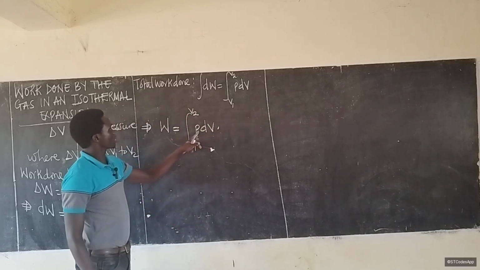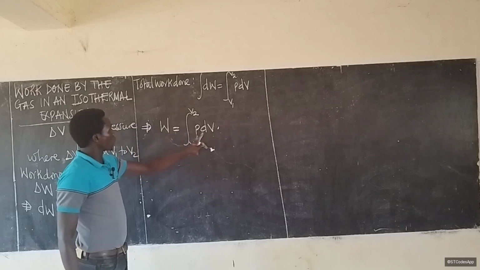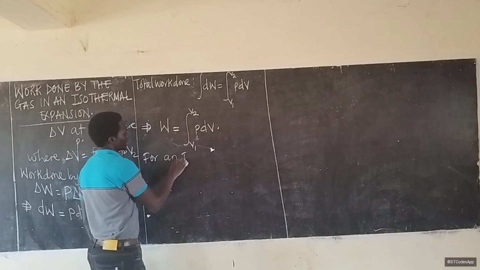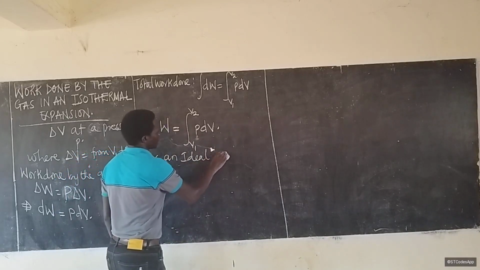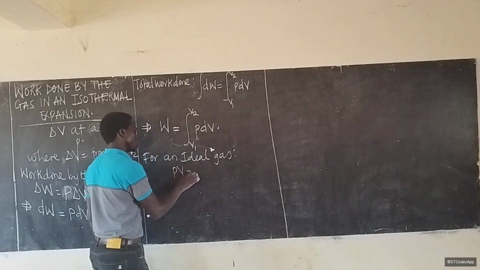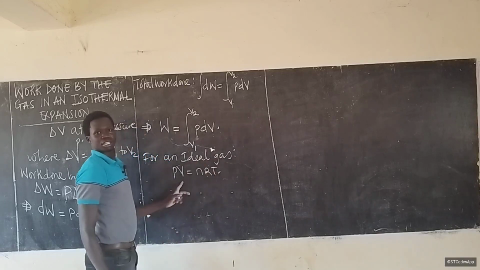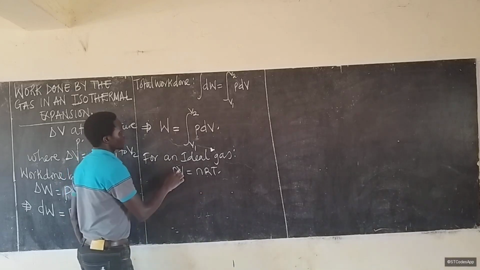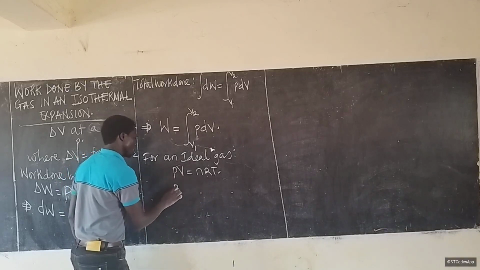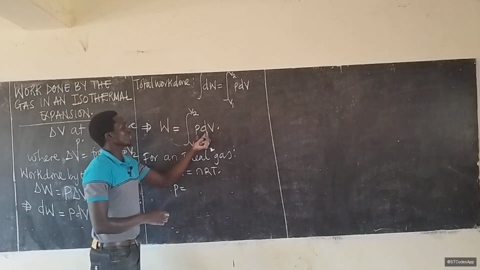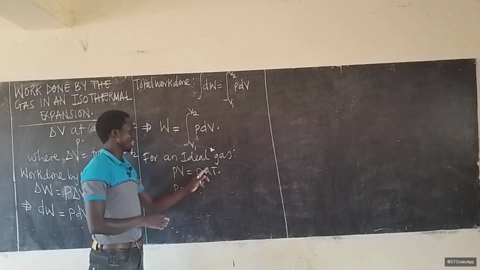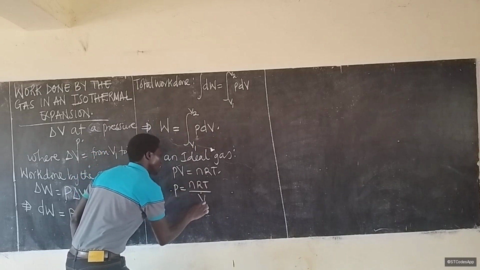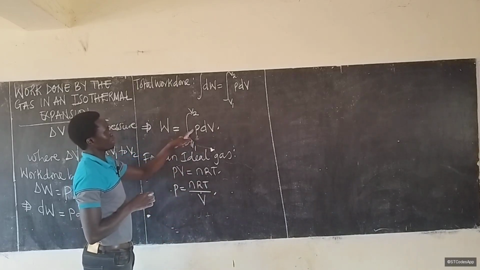But of course, we can get this P for an ideal gas. We are dealing with an ideal gas, PV equal to nRT. This is the equation of state, or the equation of an ideal gas. Because I am integrating with respect to V, I have to bring in V from this equation. So nRT out of V is P, and I substitute for P back here.